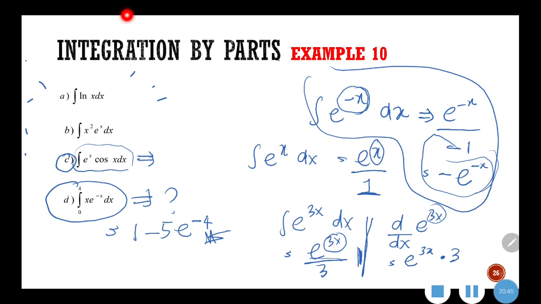Alright, so this is a hint for you to solve D, where you should get the final answer equals 1 minus 5 e to the power of negative 4. So meaning there are 2 classwork submissions for today's synchronous lecture. One from the substitution method and another one is this question D. Okay, I'll provide you also the final answer. Okay, so that's all for today's synchronous lecture.